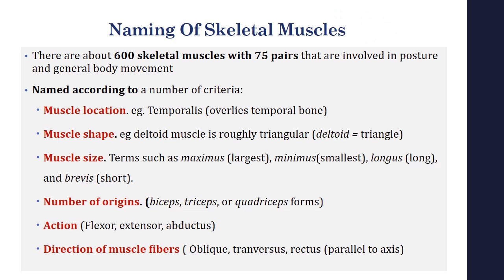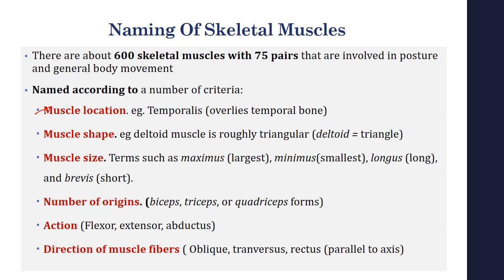So naming of skeletal muscle is actually very interesting. You have about 600 whole skeletal muscles which occur in about 75 pairs or so. So it's literally impossible to remember all the names of these muscles. But muscles are usually named based on certain criteria, like their location. For example, the temporalis is a muscle that overlies your temporal bone.